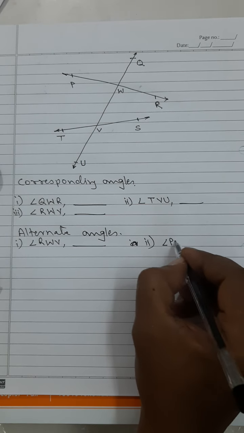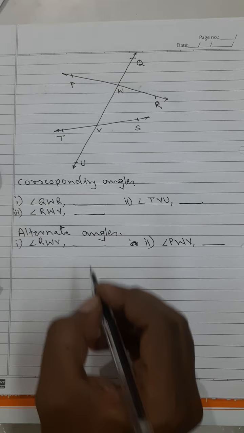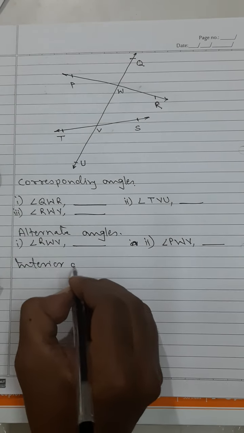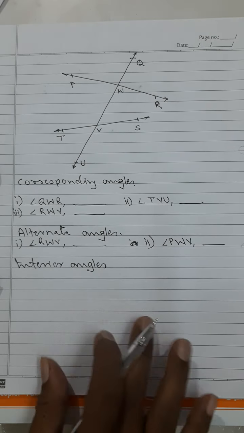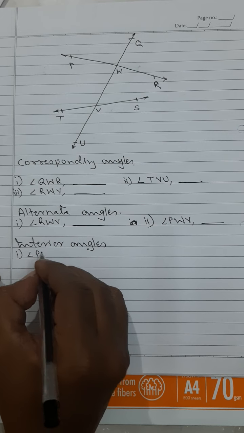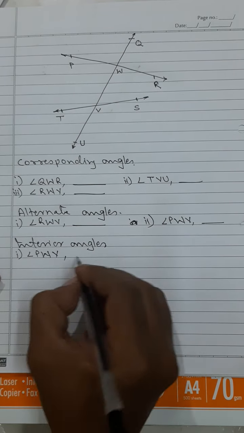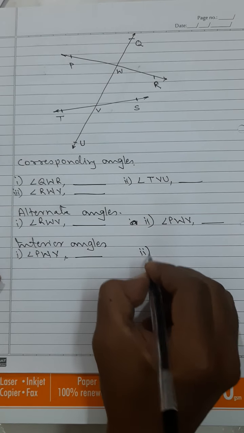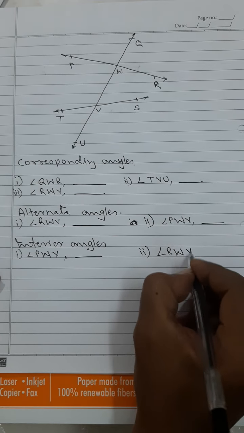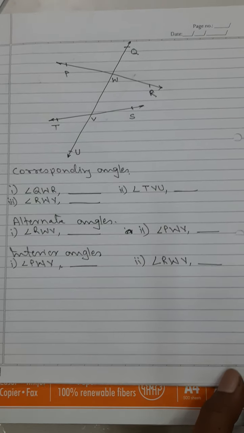Angle PWV, who is forming alternate interior angles, and of course interior angles. Who is forming an interior angle with angle PWV? Who is forming an interior angle pair with angle RWV?